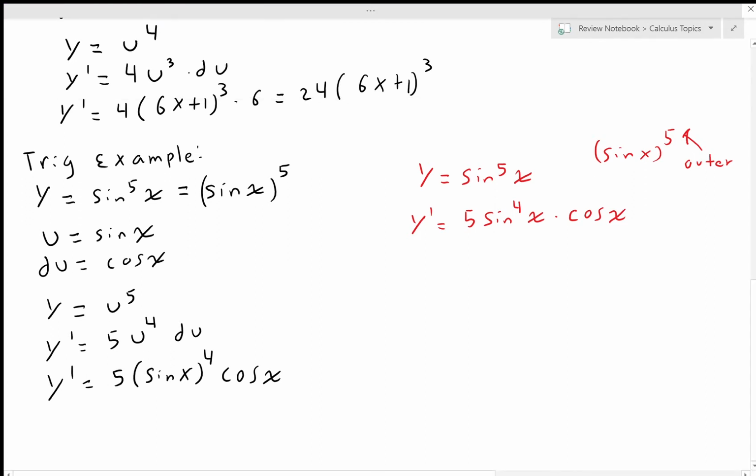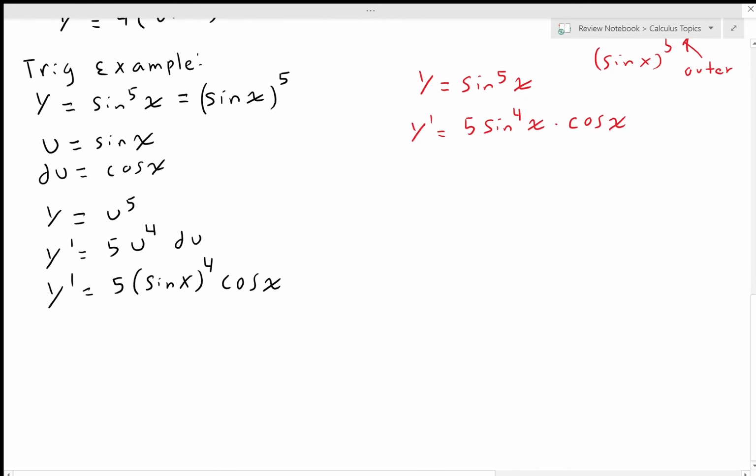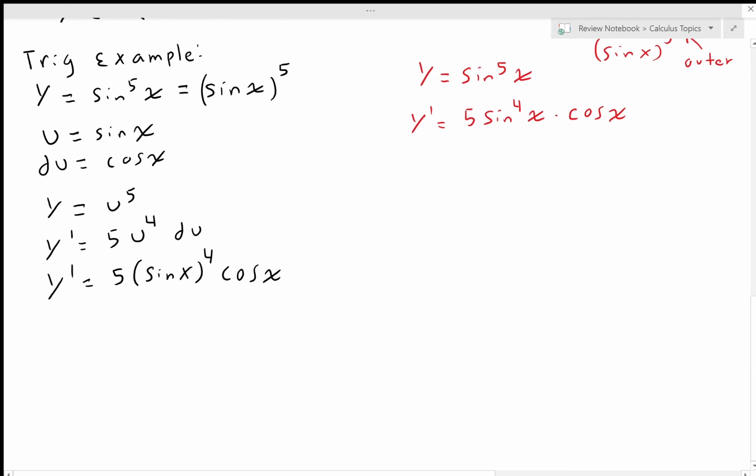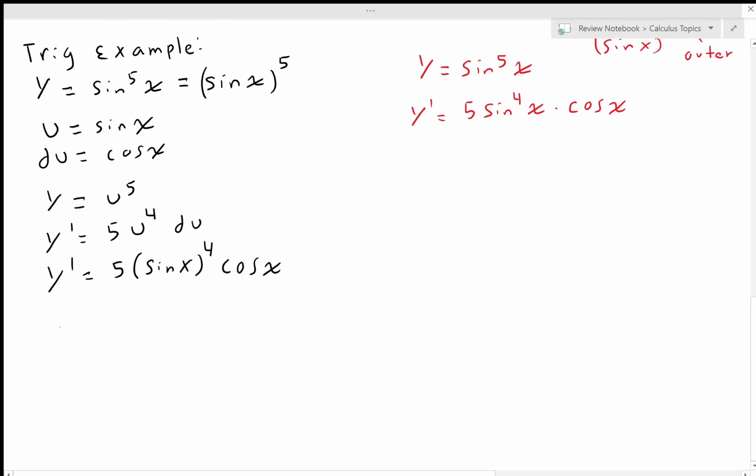So either way, if you're good at both or want to learn both, you can double check your work on an exam or on homework. Moving on to another trig problem.